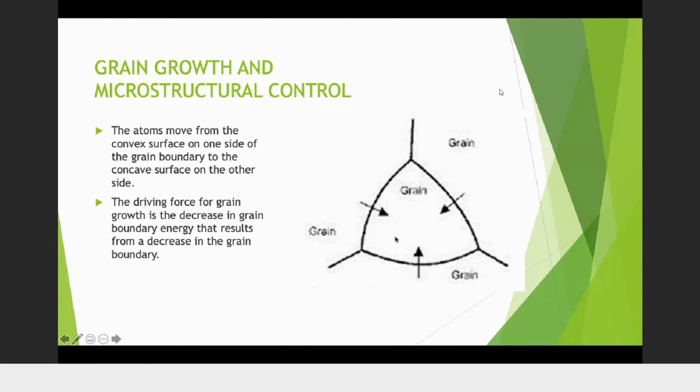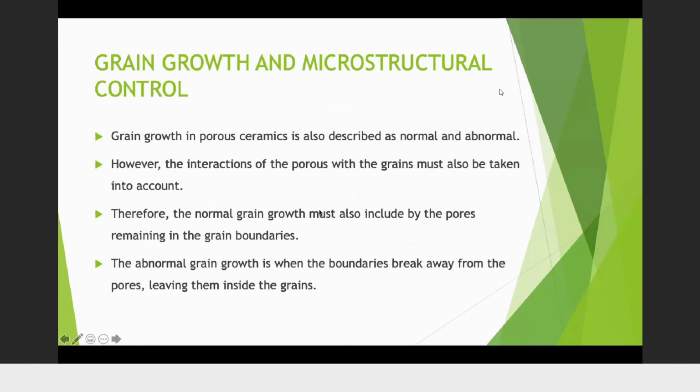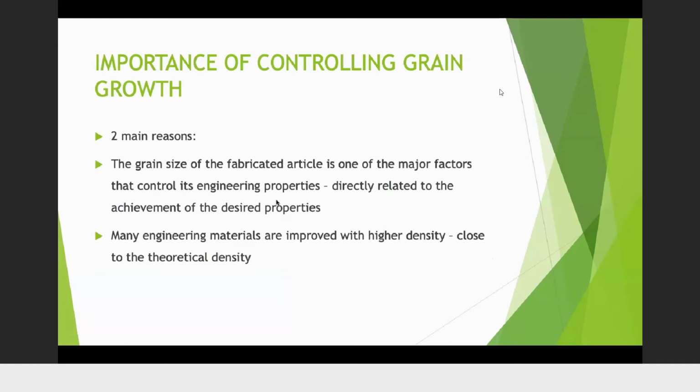Grain growth in porous ceramics is also described as normal and abnormal, okay? However, the interaction of the pores with the grain must also be taken into consideration. Therefore, normal grain growth must include the pores remaining in the grain boundaries. Abnormal grain growth is when the boundaries break away from the pores, leaving them inside the grain. Okay, leaving the pores inside the grain. So there are two main reasons for this.